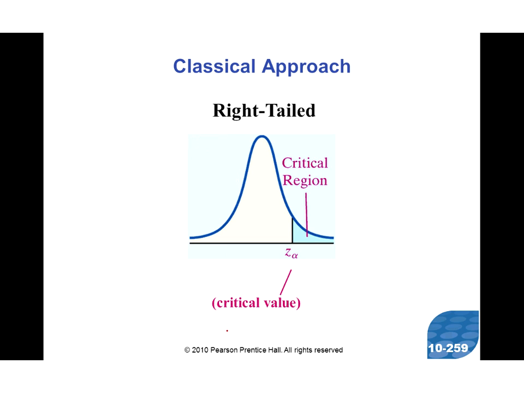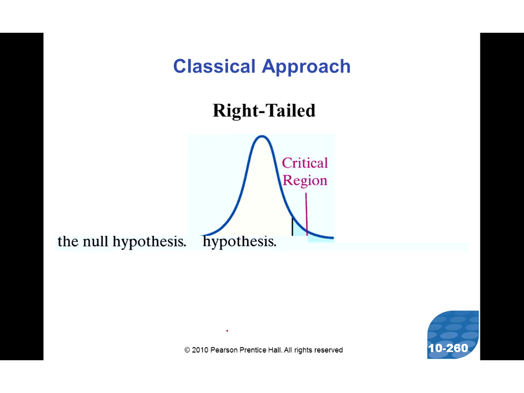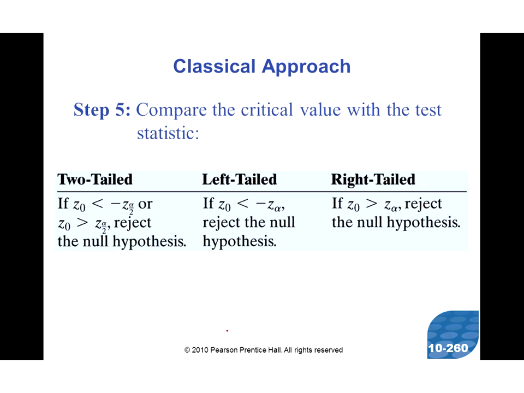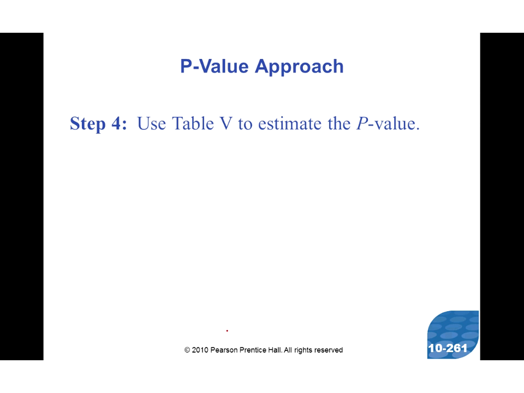And the right-tailed test would work the same way. It would just be greater than. So in a two-tailed test, if your test statistic is less than the negative z of alpha over 2, or it's greater than z of alpha over 2, we reject. In the left-tailed, if it's in that critical region, so it's less than negative z of alpha, we would reject. In the right tail, if it were greater than z of alpha, we would also reject.